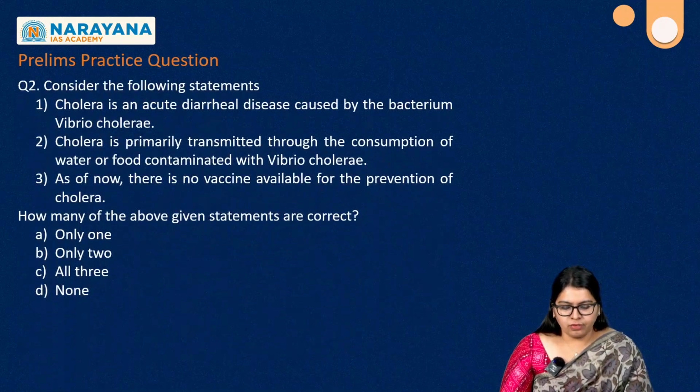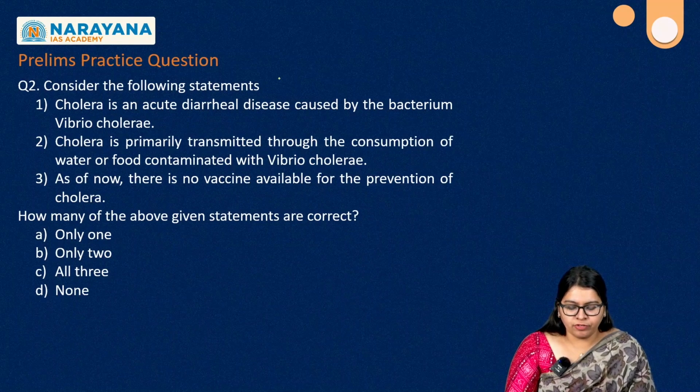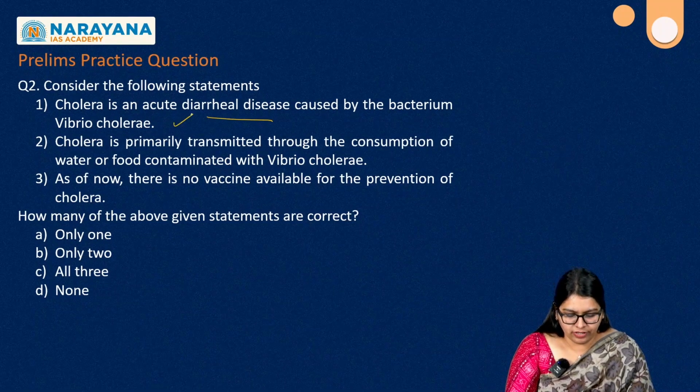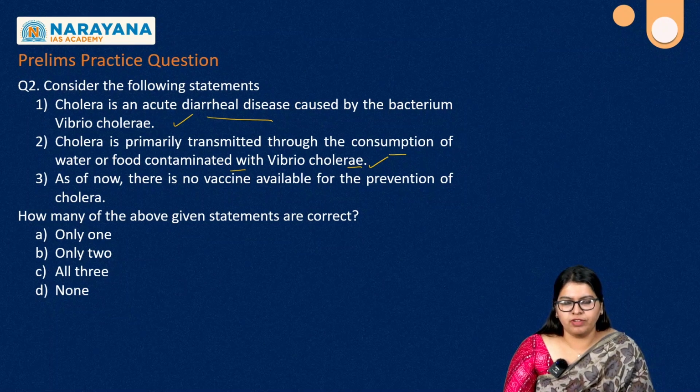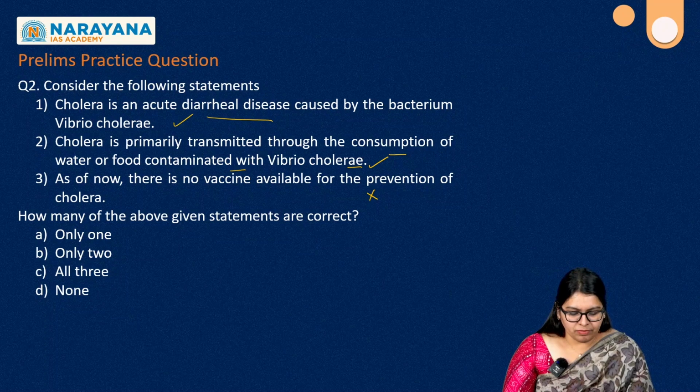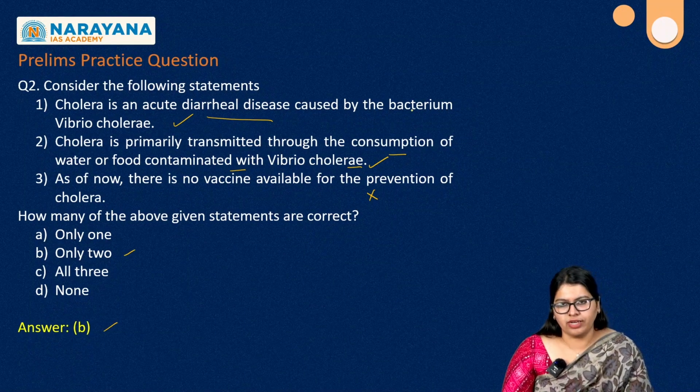Moving on, the second question is about cholera. Cholera is an acute diarrheal disease caused by the bacterium Vibrio cholerae. Yes, this is correct. It is primarily transmitted through the consumption of water and food contaminated with Vibrio cholerae. This is also correct. And as of now, there is no vaccine available for the prevention of the disease. This is wrong, as we have WHO pre-qualified vaccines. So going by the statements, the right answer will be B, that is only two statements, 1 and 2.